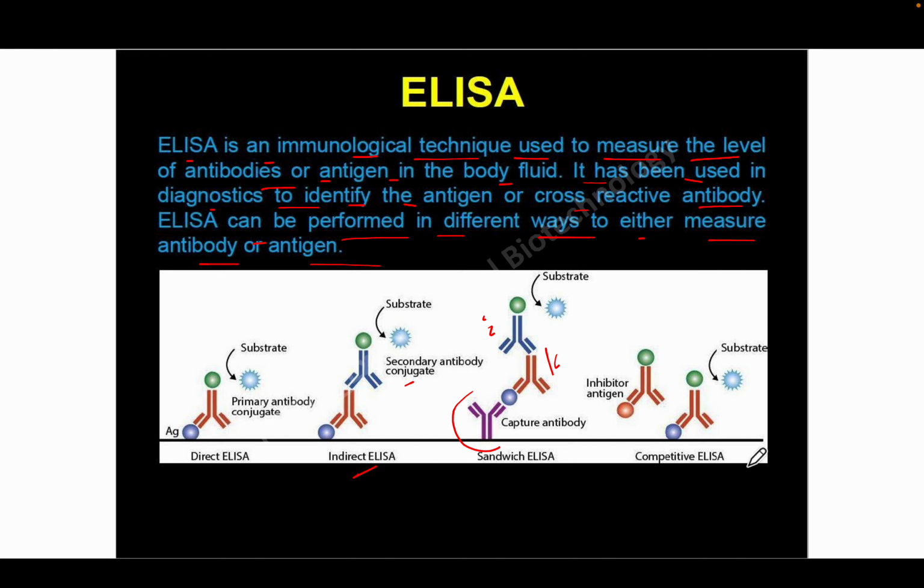And competitive ELISA, where you can also add inhibitor antigen so that those antibodies will bind with the antigen. So this is basically a competitive interaction between two antigens for binding with the antibody.